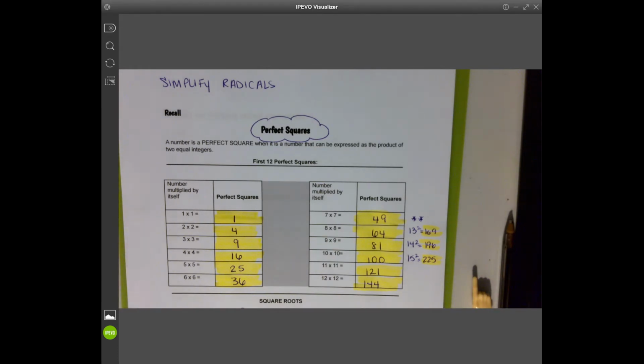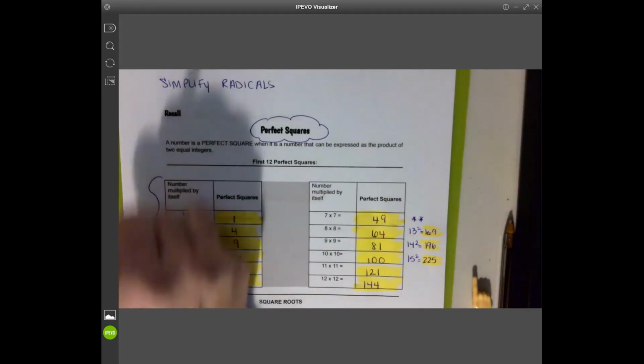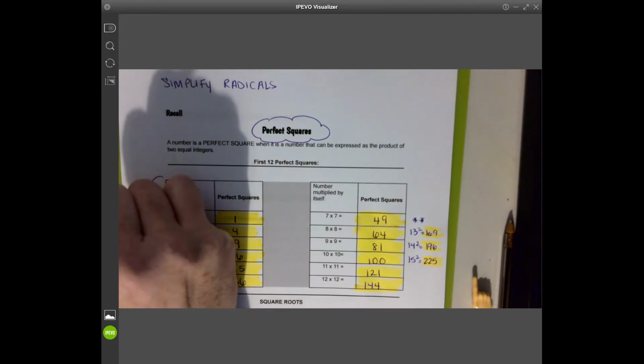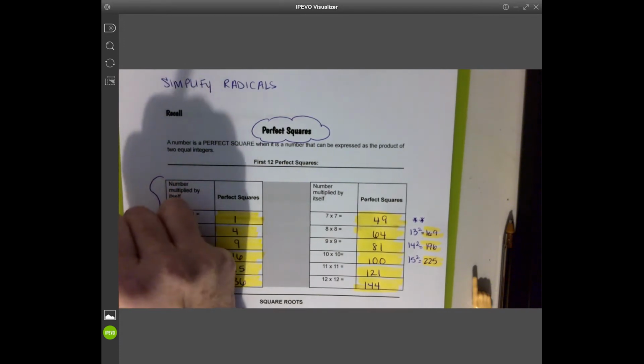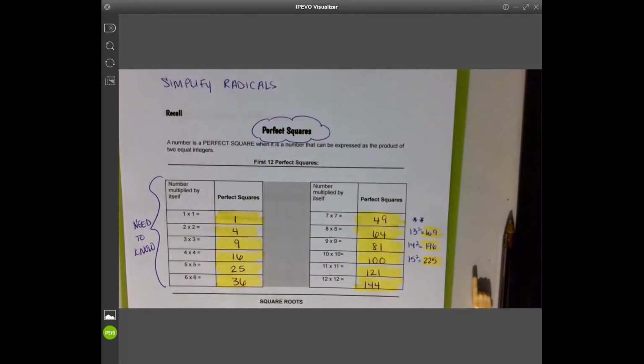The more you are aware of these perfect square numbers, the easier it is to simplify your radicals. If you don't, the process will just take a little more time. So again, these are really good to know. The reason I included these three on the side is that I feel they pop up quite often in some of the problems we're going to do in this chapter for our triangles. So again, be mindful of them. Now we're going to look at simplifying radicals.